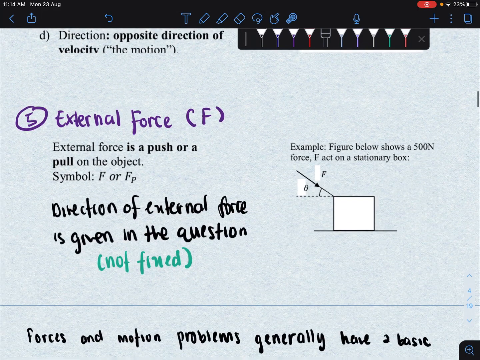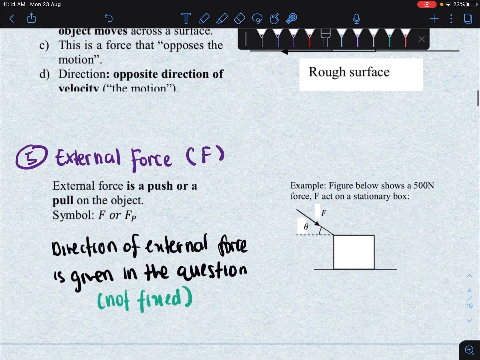Okay, next we look at the last type of force here, which is external force. Okay, for external force we use the capital letter F. External force is a push or a pull on the object. It is any force we exert on an object to push it or pull it. Any external forces exerted on the object. You can use the symbol capital F or small FP here, no problem. Okay, the direction of external force is given in the question. The direction of this external force depends on the question.